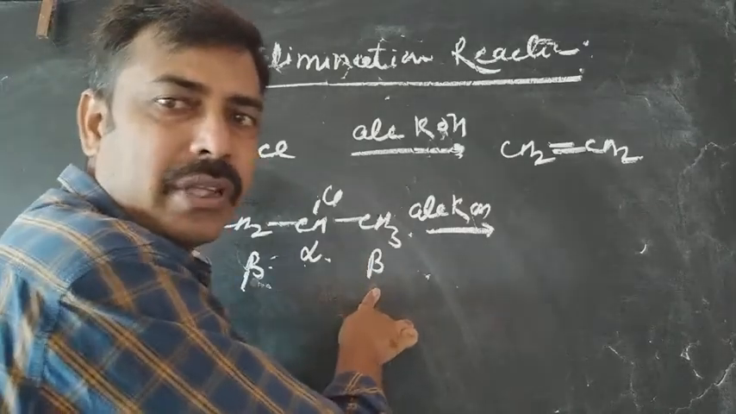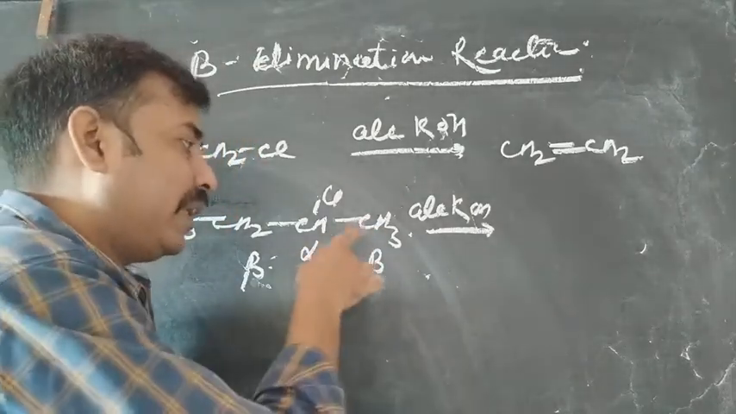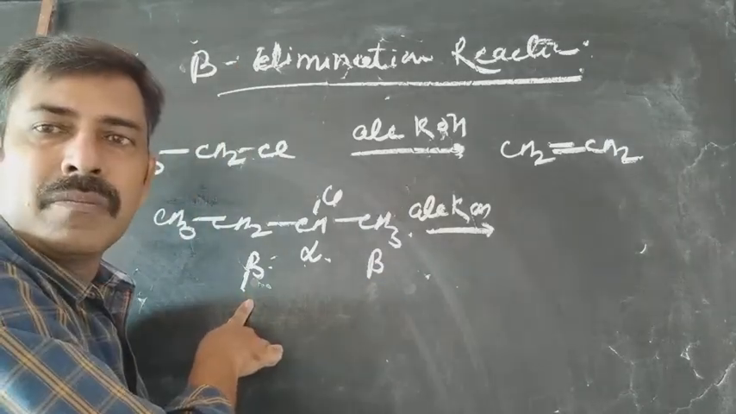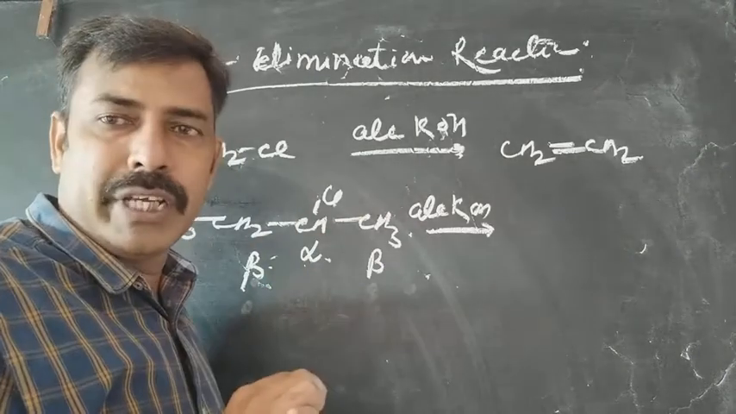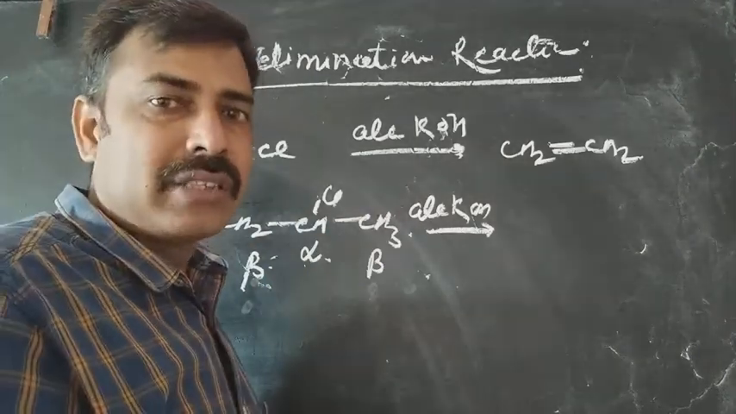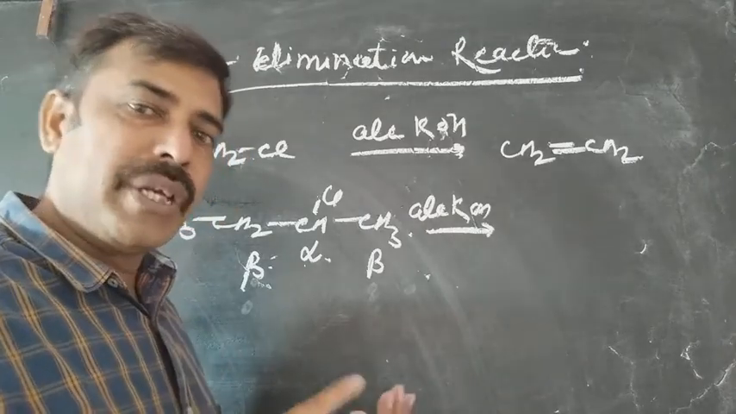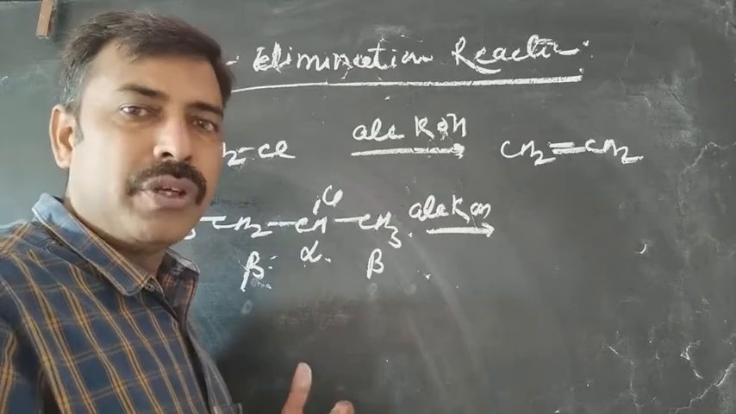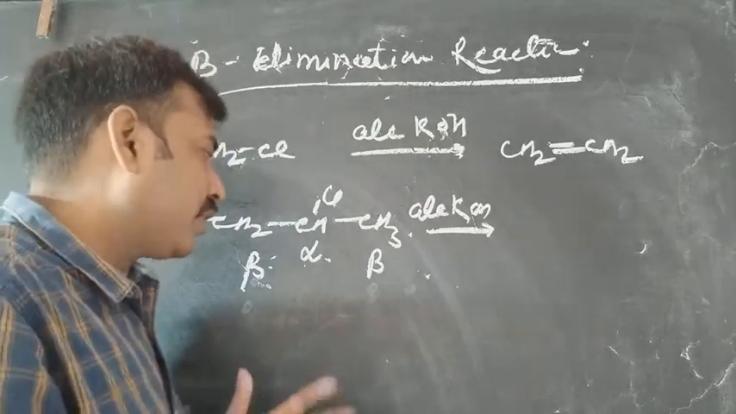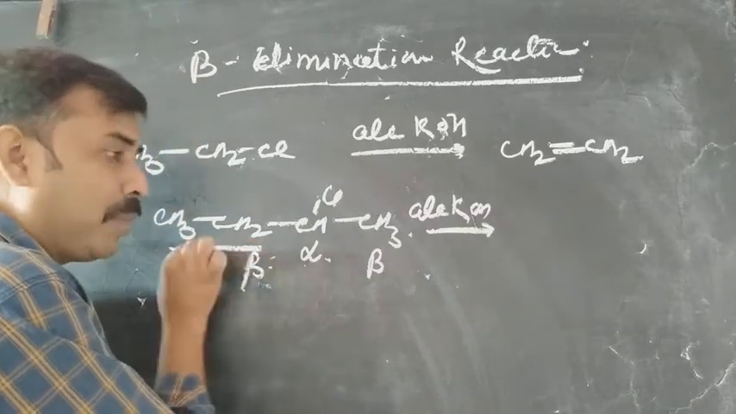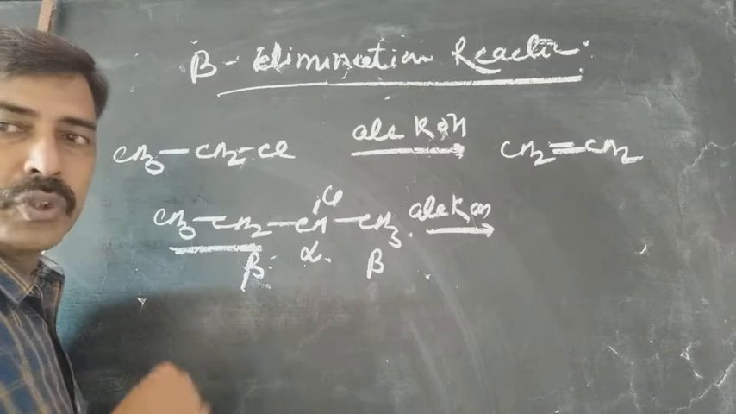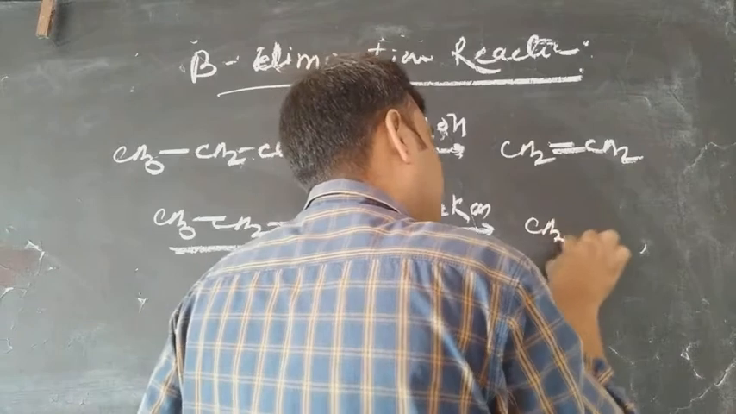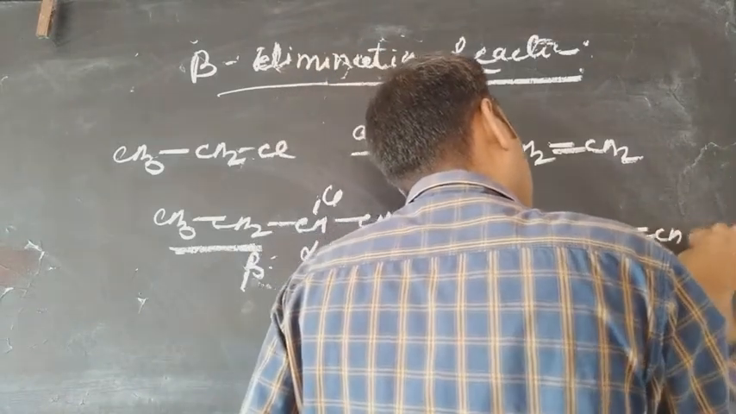Having two beta carbons, there are two possibilities: the beta elimination can take place from carbon number 1 or from carbon number 3. Then from where will the beta elimination take place? In class 11, we discussed that the beta elimination takes place from the bulkier most alkyl group, and this rule is called the Saytzeff rule. So according to the Saytzeff rule, the beta elimination will take place from the bulkier most alkyl group, and this is the bulkier most alkyl group. So if the beta elimination takes place from here, the compound will be CH3CH=CHCH3.